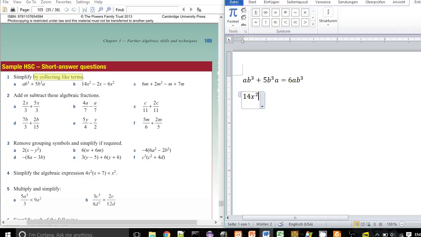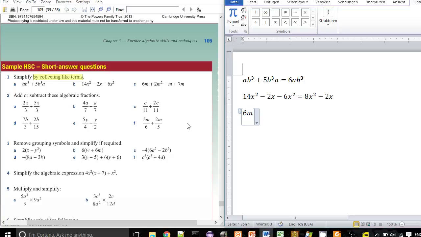14x squared minus 2x minus 6x squared. Okay, x is separate, but the x squareds match. 14 minus 6 is just 8. 8x squared minus 2x. Okay, next one.